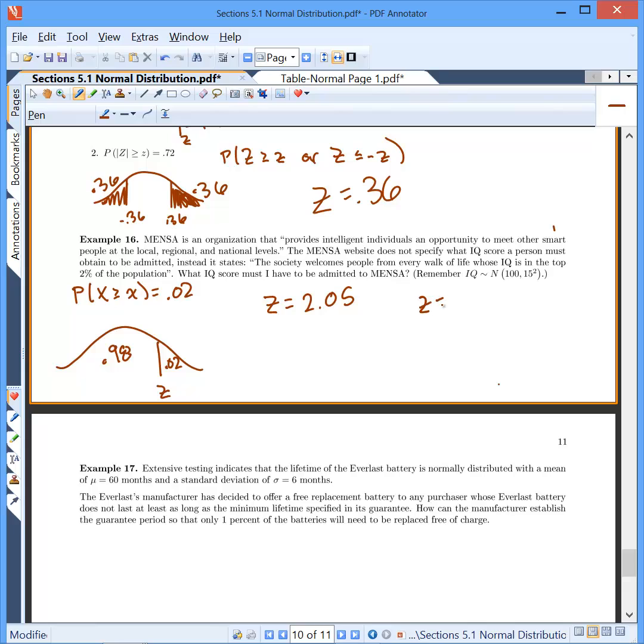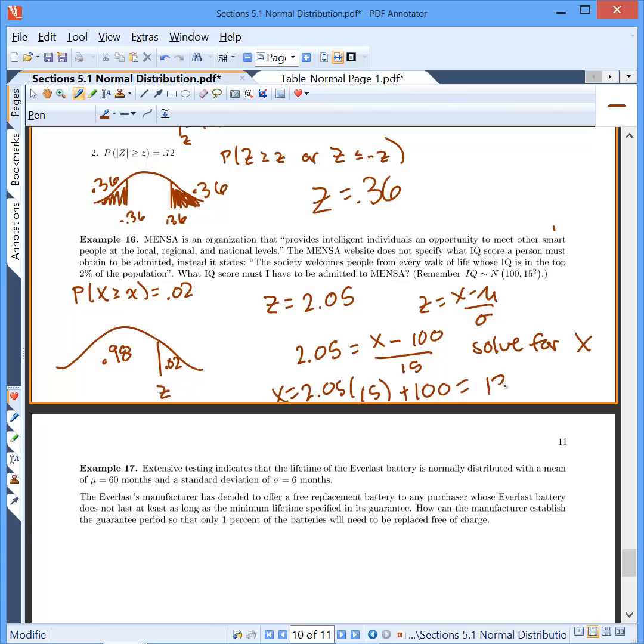What I really need is the x value, but we know this formula: z equals x minus mu over sigma. At the moment, I know my z value. I don't know my x value or my IQ score, but I do know my mean is 100 and my standard deviation is 15. So I just solve for x. x is going to equal 2.05 times 15 plus 100, which gives me 130.75. So if you want to be in Mensa, you have to have a score of at least 130.75.